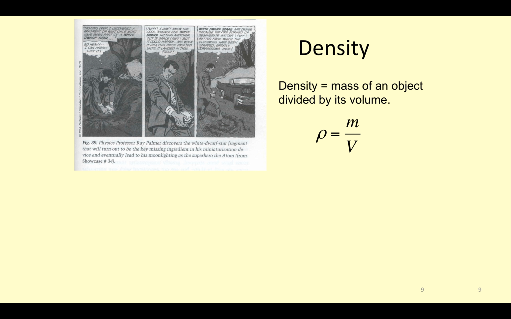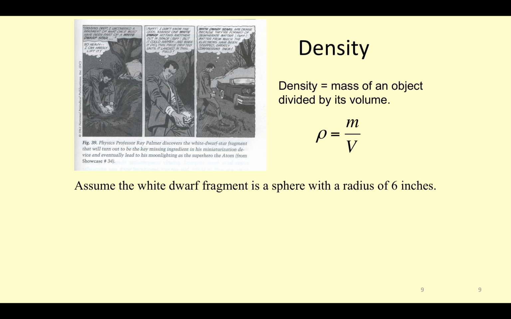All right, so anyway, what would be the density of a white dwarf star? Assume the white dwarf fragment is a sphere with a radius of 6 inches. I make you do this, not this particular problem, but I make you find the volume. We're going to find the volume of a baseball and maybe a golf ball, see if it floats. Because when things float, they're less dense than air, which makes them float.